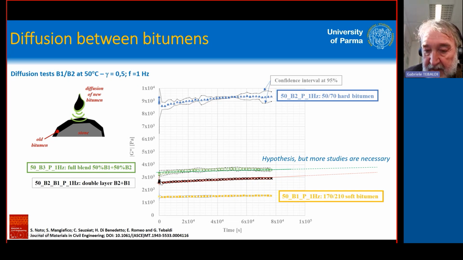And we have seen that during the time, there was an evolution of the complex modulus that was bringing the two layers to a behavior that is similar to the one of the full blending. So the hypothesis, but of course there is a need of much more investigation on that, is that during the time there is an increase of the diffusion that at the end brings a full blending.